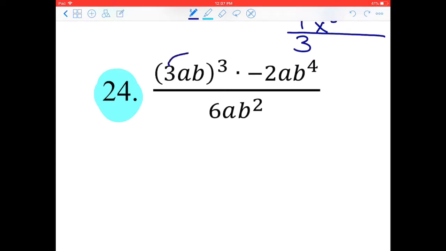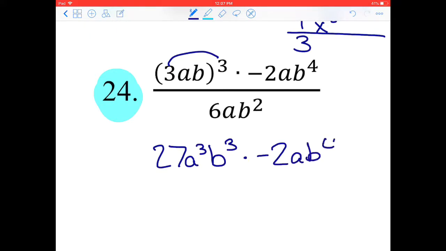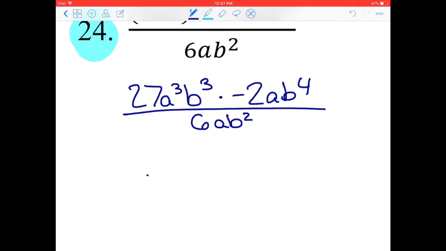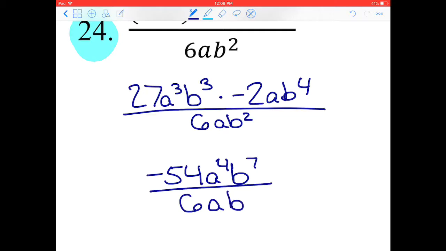All right. So 3 cubed is 27. A cubed, b cubed times -2ab to the 4th. And then that whole thing's divided by 6ab squared. So 27 times -2 is -54. A, 3 and 1 is 4th. B, 3 and 4 is 7. Divided by 6ab squared.